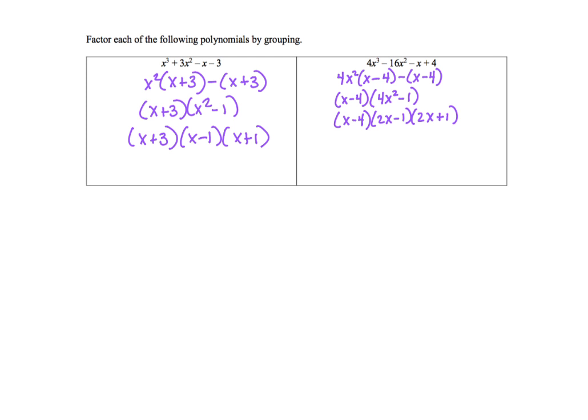So here are my answers. From the first two terms, I factor out an x squared. Last two terms, I factored out minus 1. The x plus 3's match. Factors here. This is the difference of squares, and it factors further.